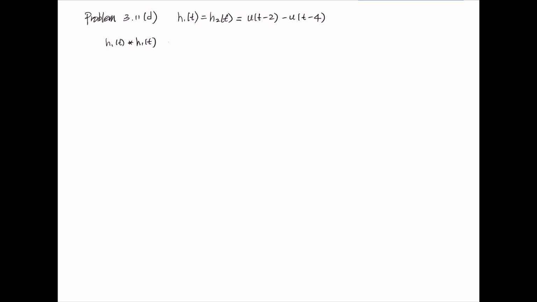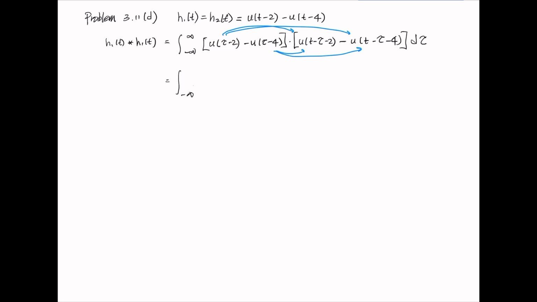Based on the definition, we have the integral from negative infinity to positive infinity of h1 of tau, u of tau minus 2 minus u of tau minus 4, times h of t minus tau. Whenever we have a t, we're going to change that to t minus tau. Then u of t minus tau minus 2 minus u of t minus tau minus 4. Then we're going to distribute this.